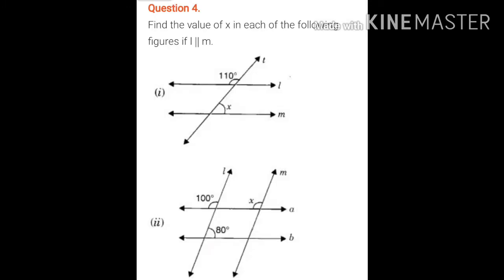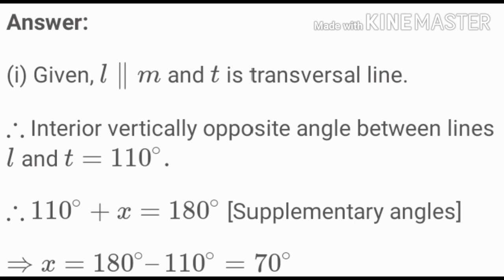Now question number 4. Find the value of X in each of the following figures if L is parallel to M. Here two parts are given, children. And you can see that one angle of 110 degree is given in the first figure, in the second figure 100 degree is given, and the value of X is to be identified. See the first part given.